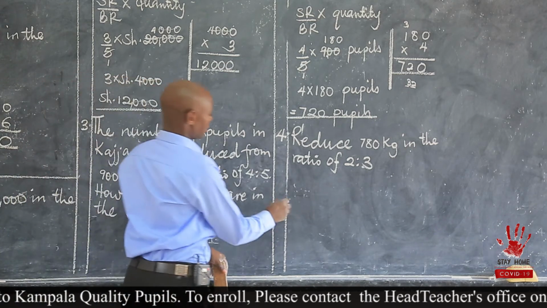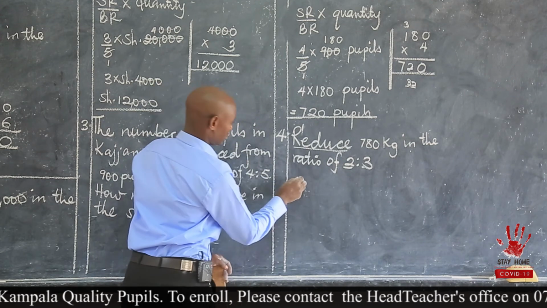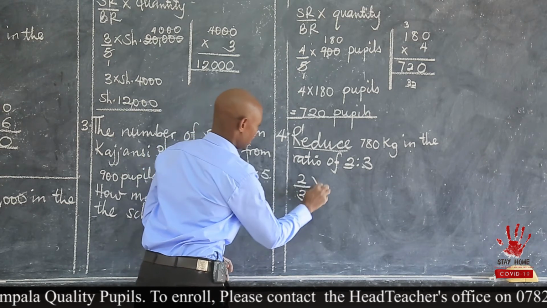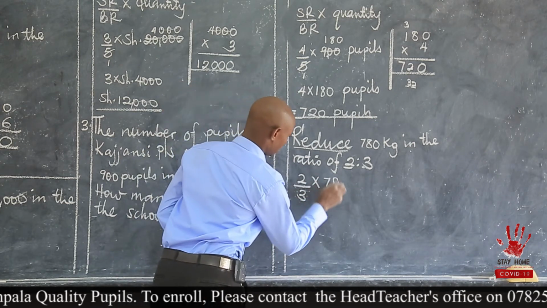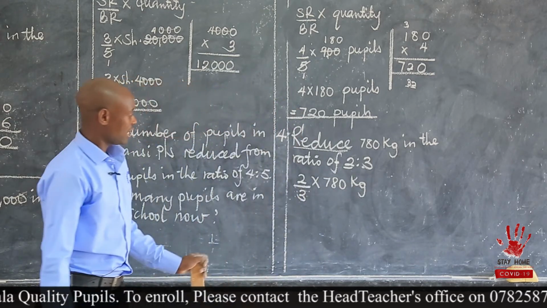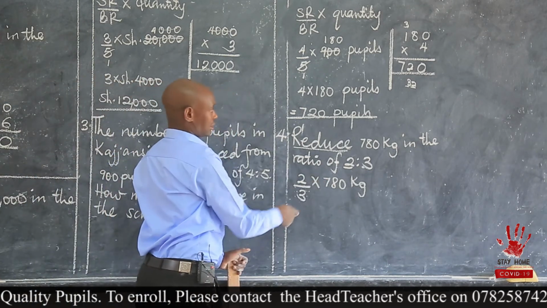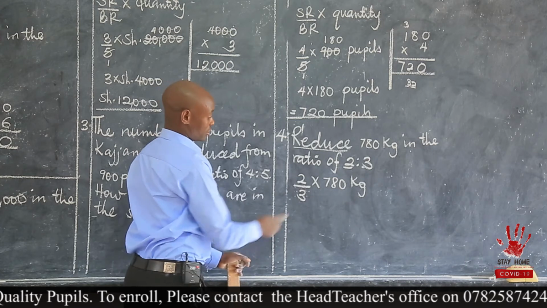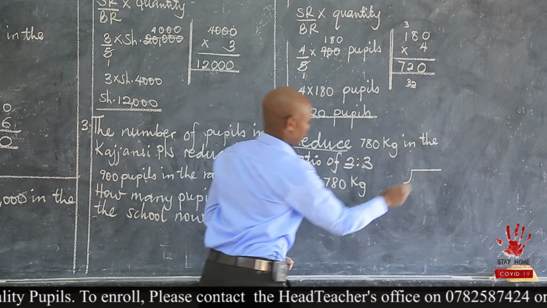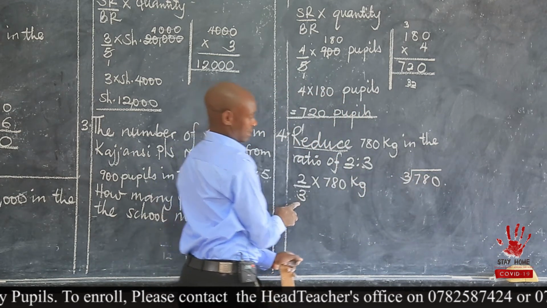So, how do we reduce? Since we are reducing, we shall get smaller figure, which is 2, out of bigger figure, which is 3, times 780 kilograms. If you don't know how to reduce the way you have been cancelling, then you are free to use long division, which I may use here. 780, and we are dividing it by 3.